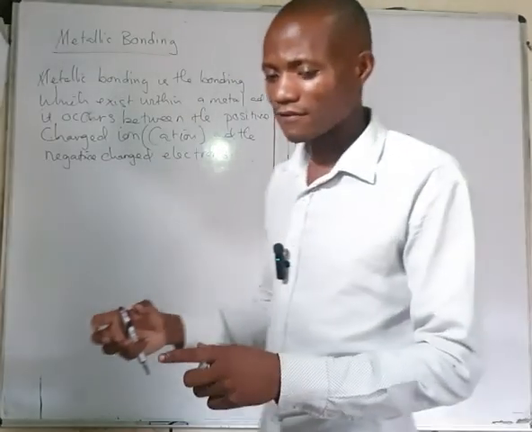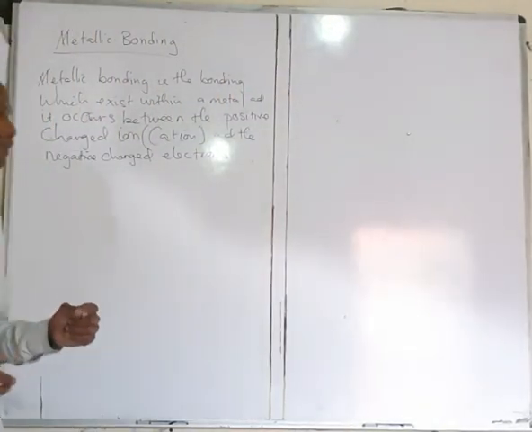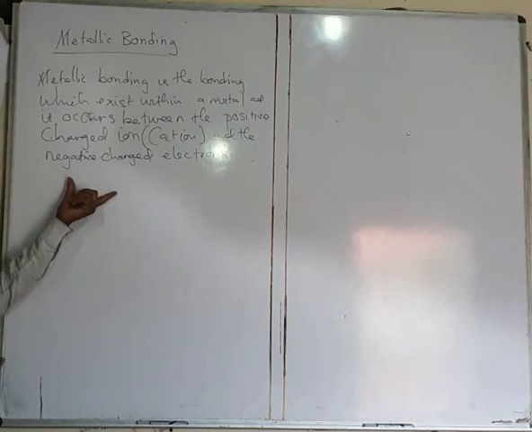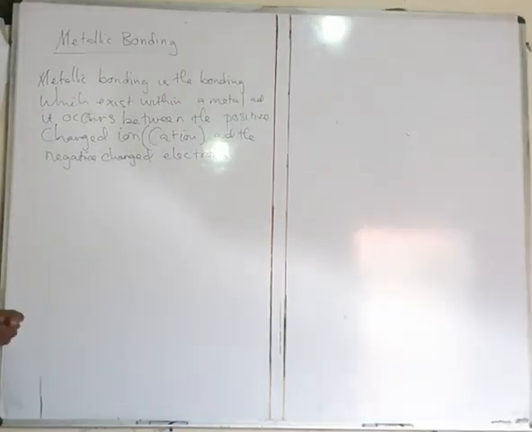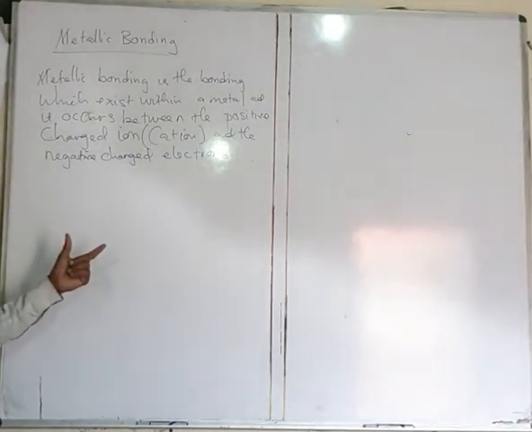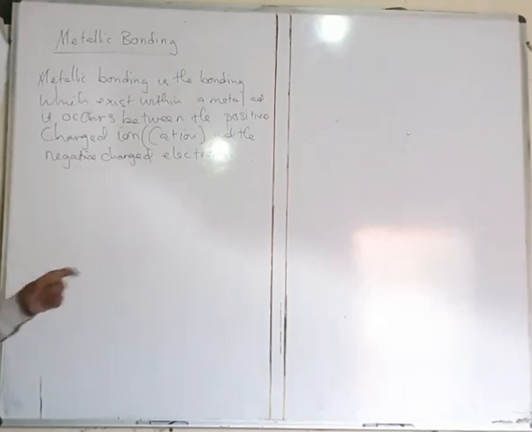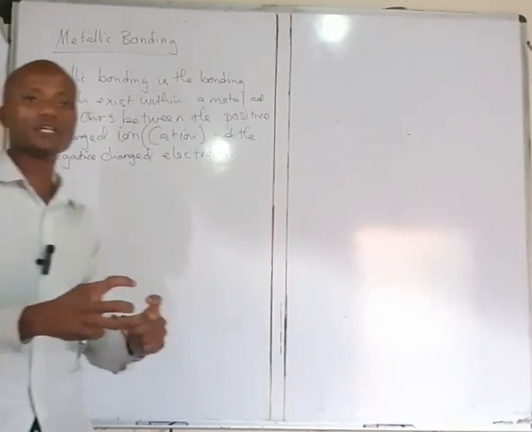So the force of attraction between the negative charged electrons and the positive charged ions is stronger than the repulsive forces between the positive charged ions. You get that, eh? So it is stronger. That is why these ions are held together.